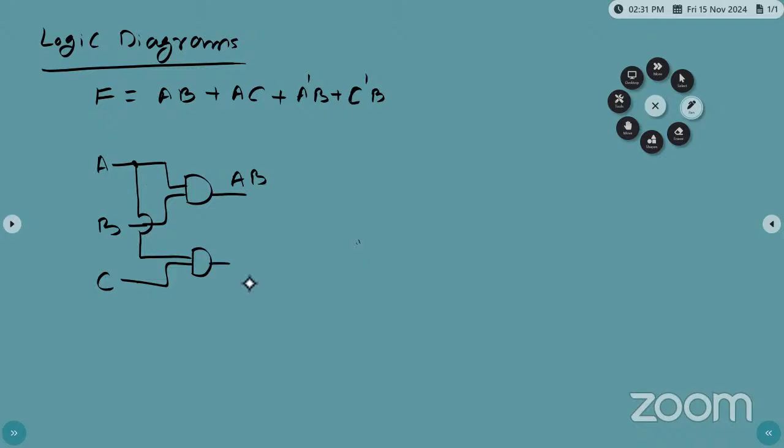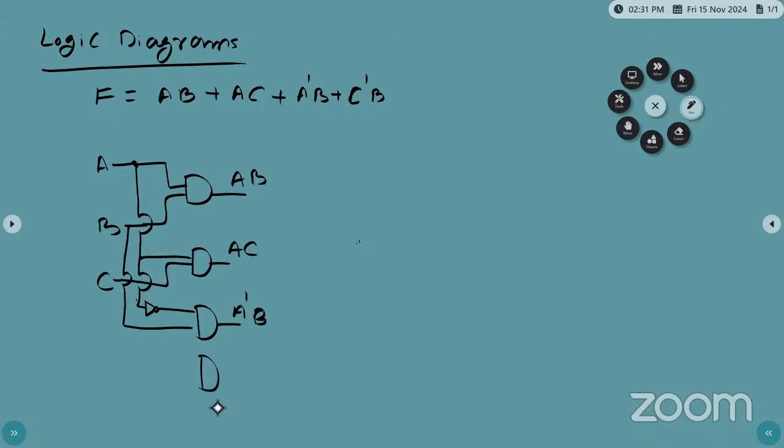Okay, so now this is AC, and then the next one, A dash B, and here A. To get the dash, use the NOT gate, then C. So now this expression is A dash C, and the last one is C dash B.